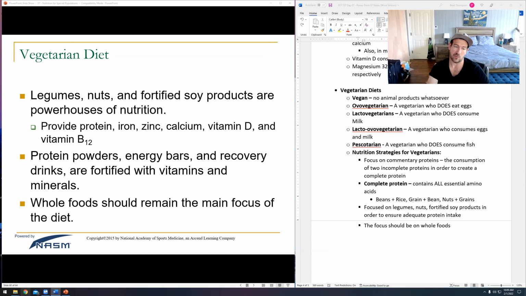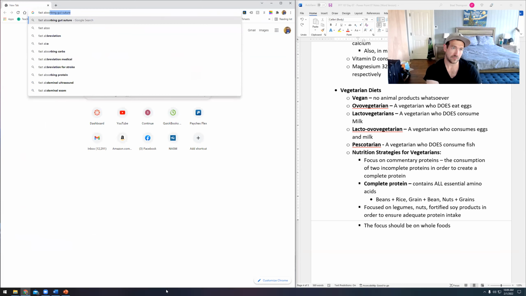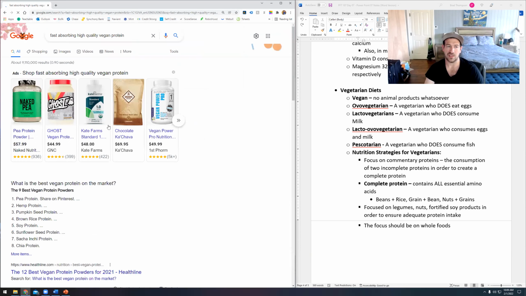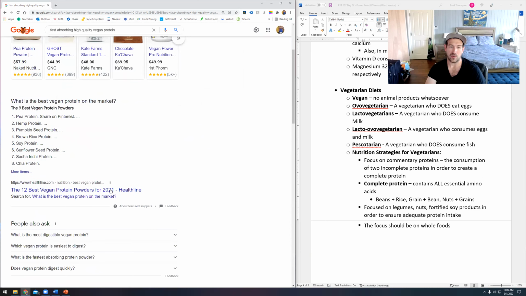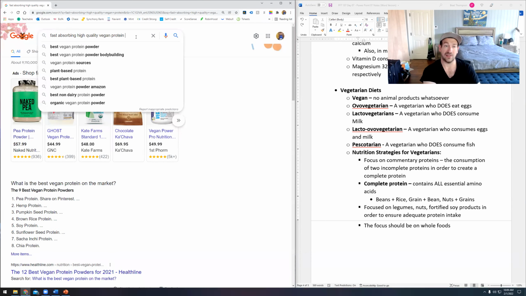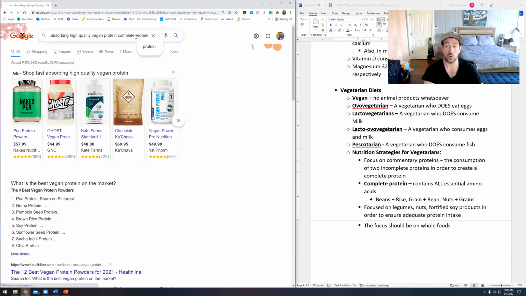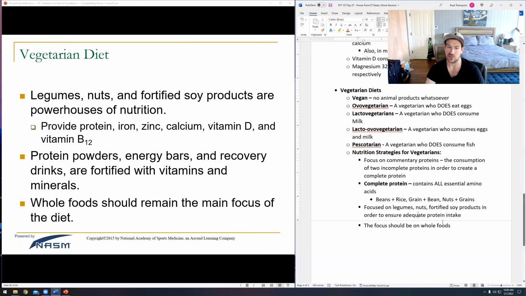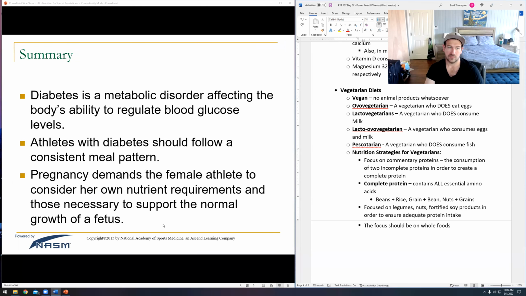So you want to focus on some of these words, like fast absorbing, high quality vegan protein. That way we ensure that it's a complete protein or complementary protein, I guess, because it's complementary because it's adding a bunch of stuff. Doesn't have any whey in it is the big deal. So we need to make sure that it's a complete protein source. And then focusing on whole foods, right?